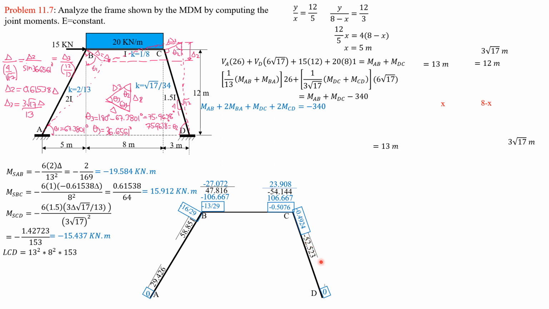Half of negative 52.523 here, negative 26.262 lakh partially. Then distribute negative 27.072 times negative 13 over 29, 12.136 lakh partially. Negative 27.072 times negative 16 over 29, 14.936 lakh partially. 23.908 times negative 0.5076, that's the value, lakh partially. 23.908 times negative 0.4924, that's the value, lakh partially. Then carry over 14.936 here, lakh partially.